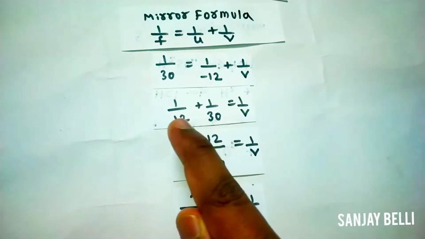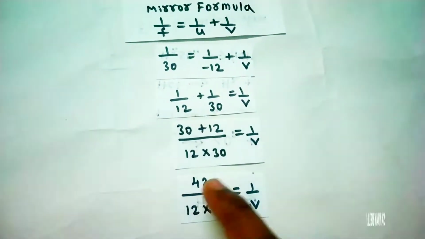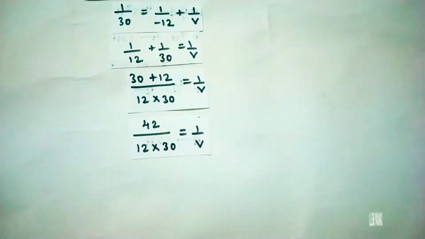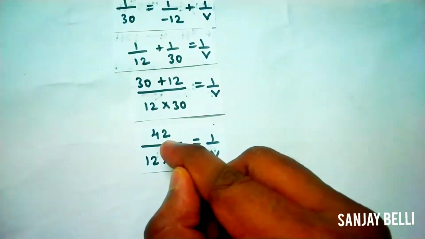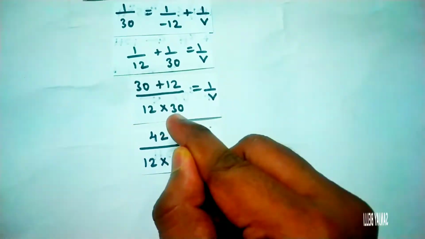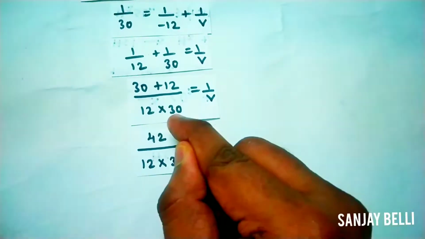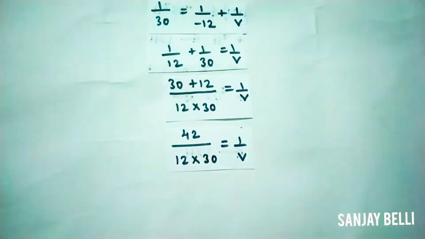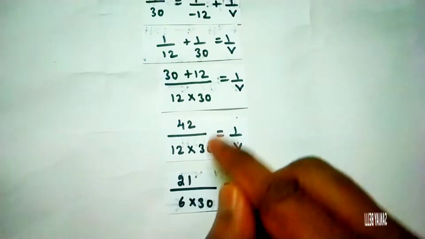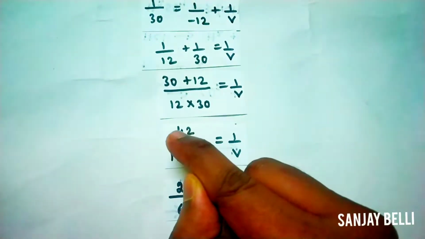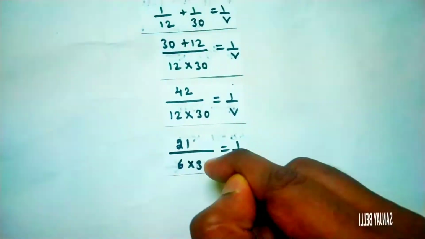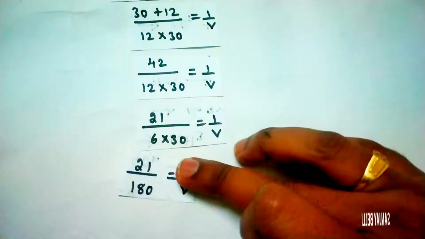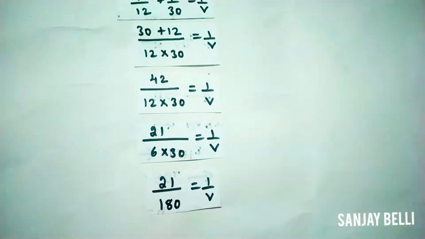So how did we get this step? 12 into 30 and 30 plus 12. So it is 42 by 12 into 30 equals 1 by V. Now there is a cancellation, simple. You can use the 2 table. 2 sixes are 12, and 2 twos are 4, and 2 ones are 2. That means 21 twos are 42 and 2 sixes are 12. So 21 by 6 into 30. So 30 into 6 is nothing but 180. That is, 21 by 180 equals 1 by V.